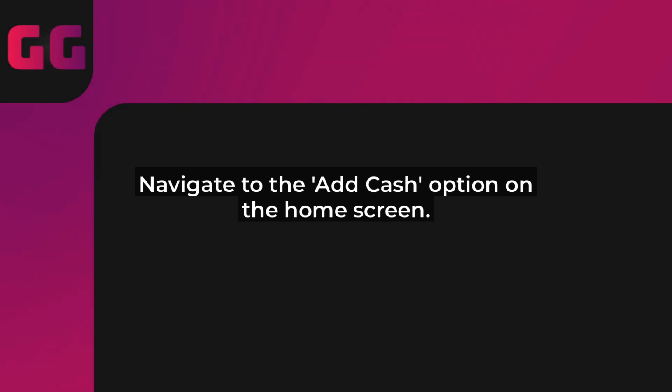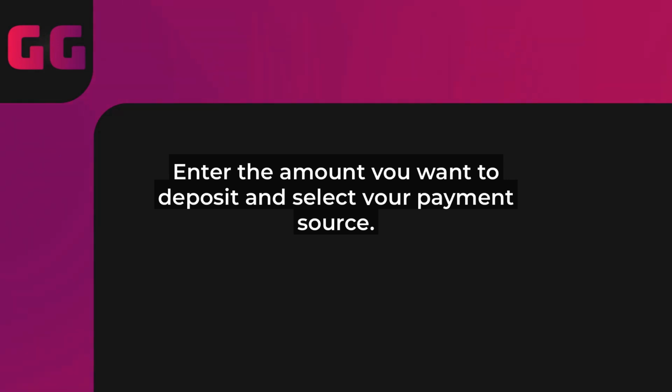Now, for the main event, depositing money. Go to the home screen of the app and look for the Add Cash option, often represented by a $ sign or a plus button. Enter the amount you want to add. Remember, there might be limits based on your account verification status. Then, select your linked bank or card as the source. Hit Add, and confirm the transaction.